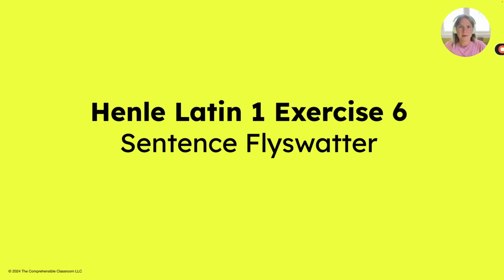What's going to happen is I'm going to say for you and show you on the screen sentences from this exercise in the Henle text. And you're going to see two different sets of images, and you're going to have to pick which set of images best represents the meaning of the sentence.